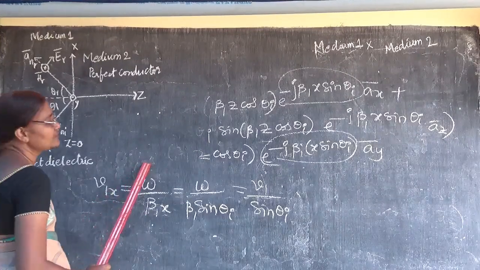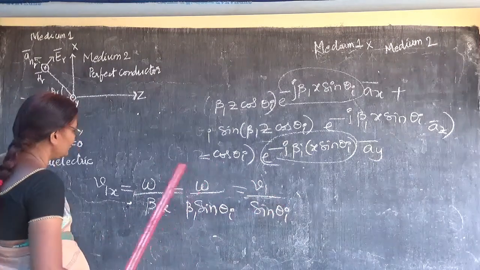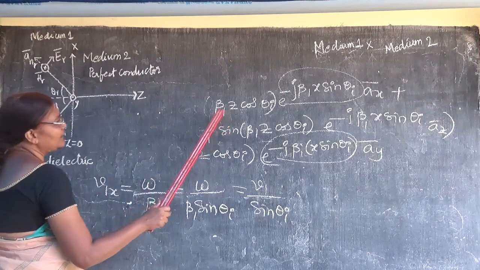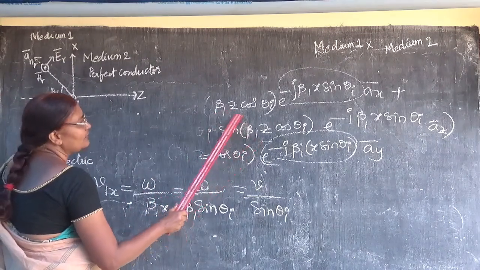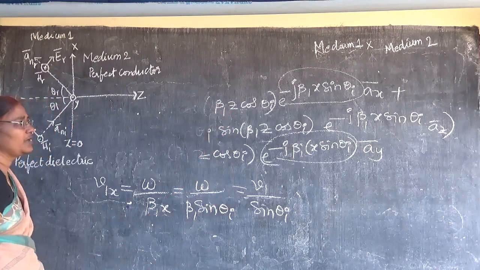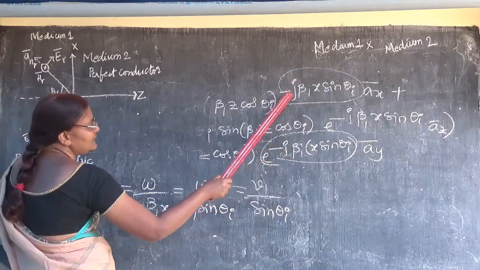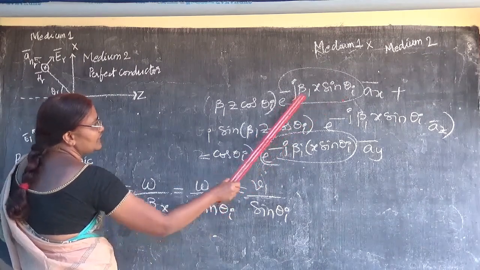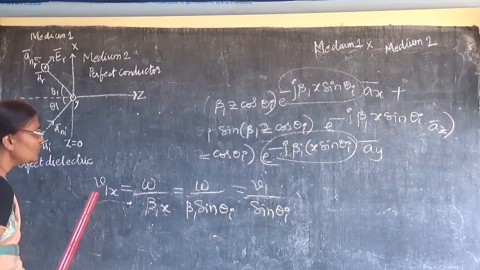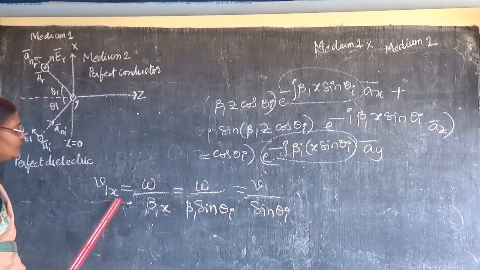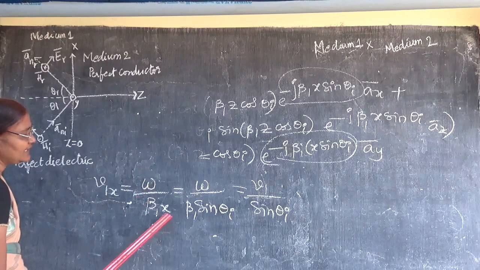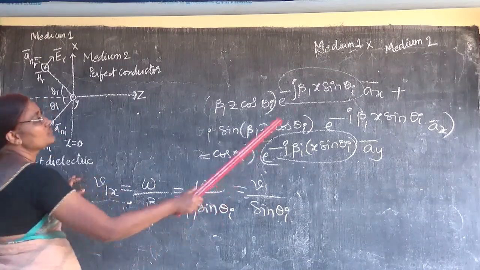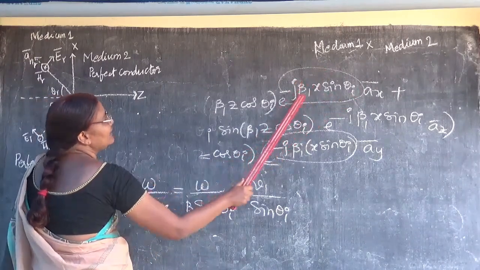In the previous class, we didn't have time to explain this step, so please continue with me. And beta z component will represent the standing wave. And here the phase angle of these fields is C. This is the phase angle. With that, the velocity of the wave is going to be omega by beta 1x. That is beta 1x, the phase angle along the x direction.